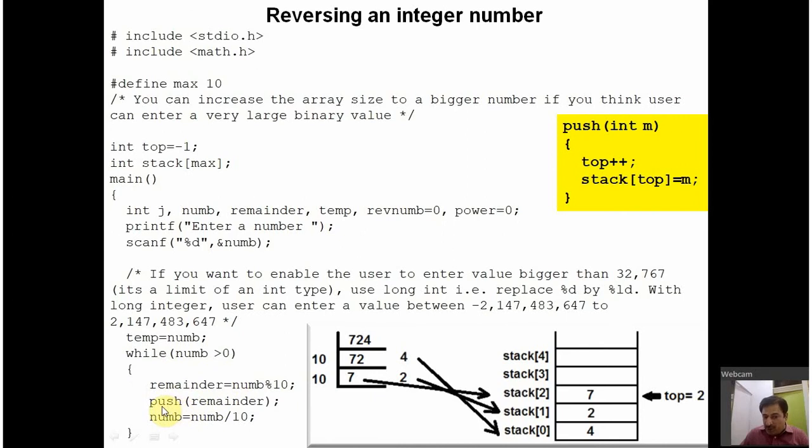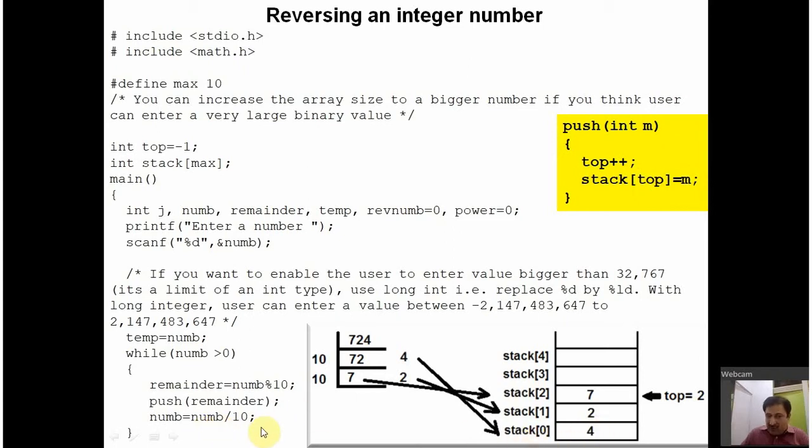You are invoking the push method and you are passing this remainder value, that is 4, along with it. The push method is written at the back, but I have written it over here for your reference. This 4 will be assigned to this parameter m. The value of top is -1. It will be incremented to 0. At the stack 0 location, this 4 will be pushed. Can you see it? See, at the stack 0, this 4 is pushed.